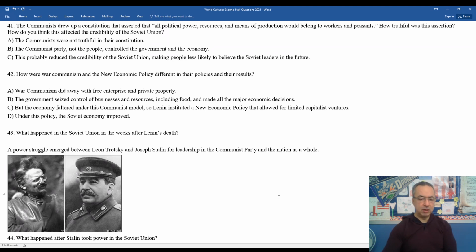43, what happened in the Soviet Union in the weeks after Lenin's death? Well, a power struggle emerged between Leon Trotsky on the left and Joseph Stalin on the right for leadership in the Communist Party, and eventually the leadership in the country.